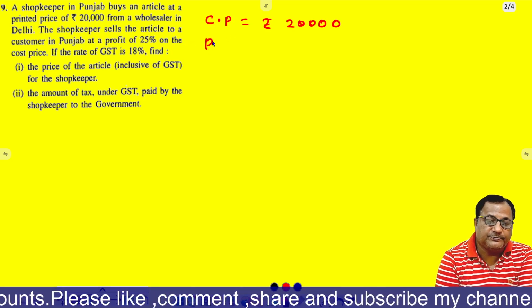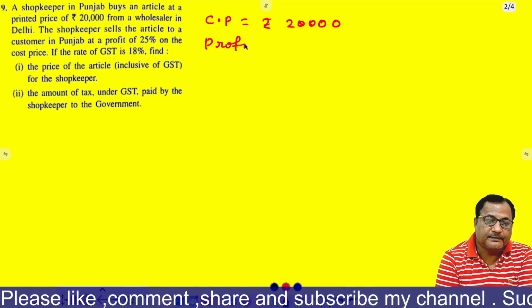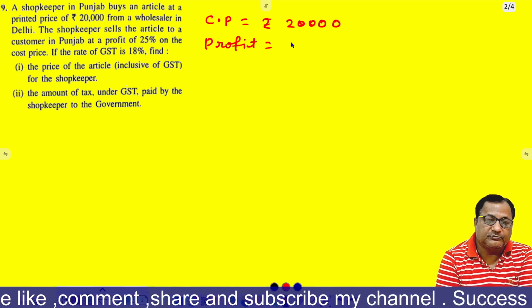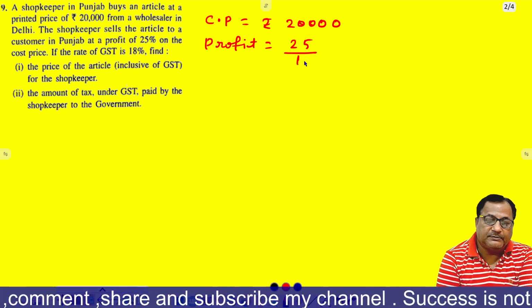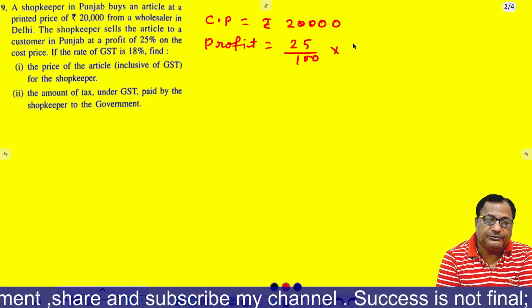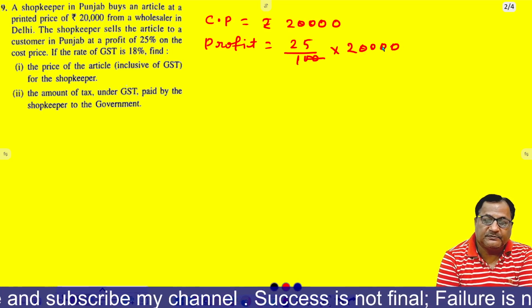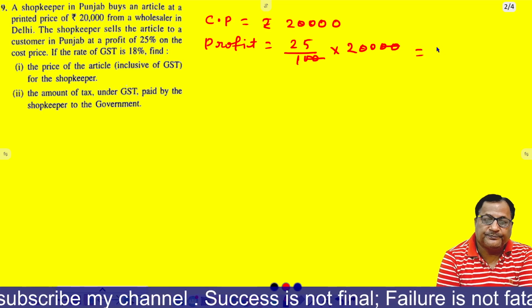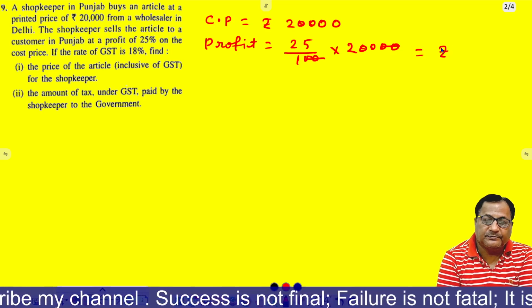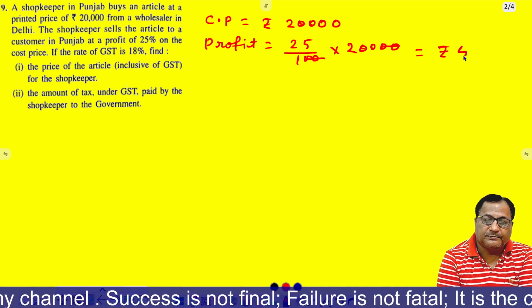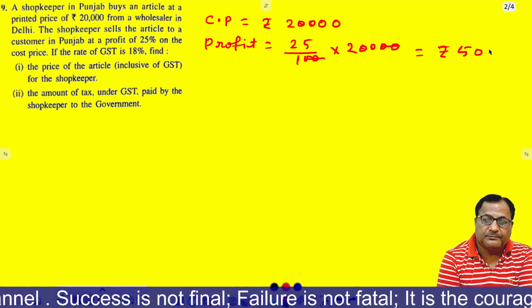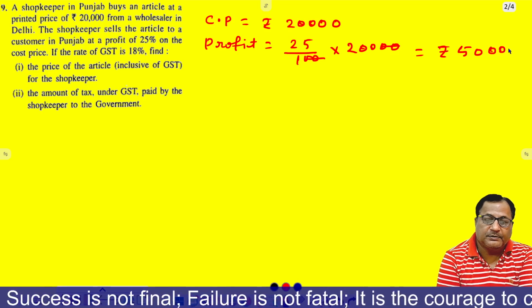So profit is equal to 25 by 100 into 20,000, so that is rupees 5,000.